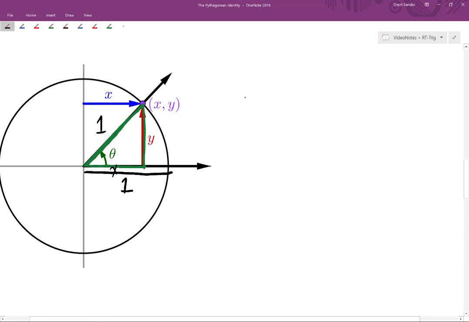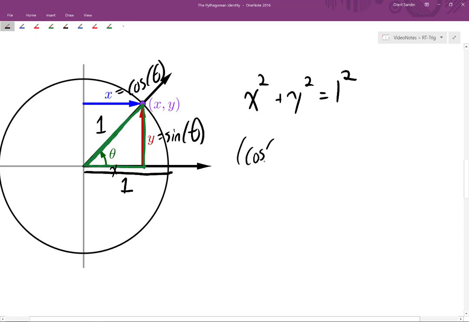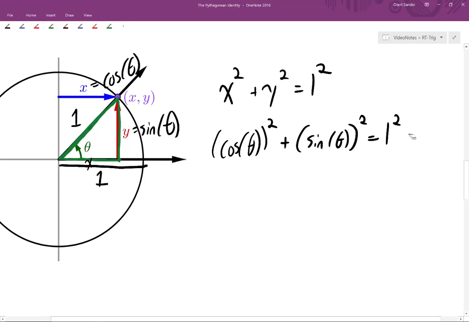In which case, we have x squared plus y squared is equal to 1 squared, and 1 squared is just equal to 1. But in this case, x is equal to cosine of theta, and y is equal to sine of theta. And so if we plug those in, we end up with cosine of theta squared plus sine of theta squared is equal to 1 squared. And 1 squared is just equal to 1, so I'm just going to erase the exponent of 2.